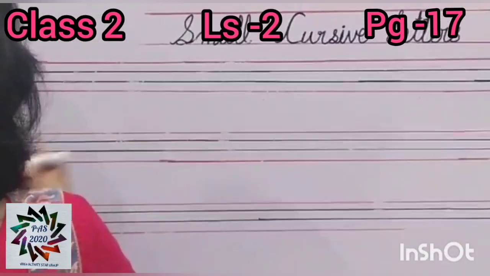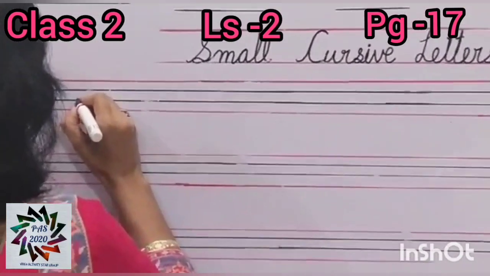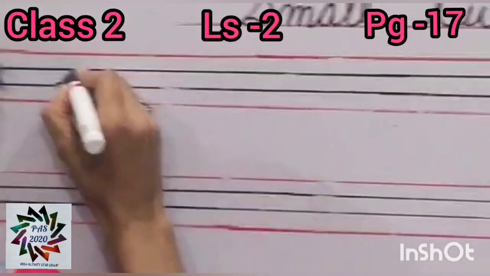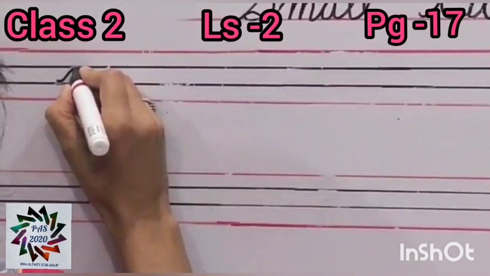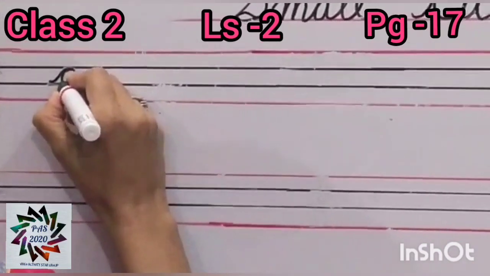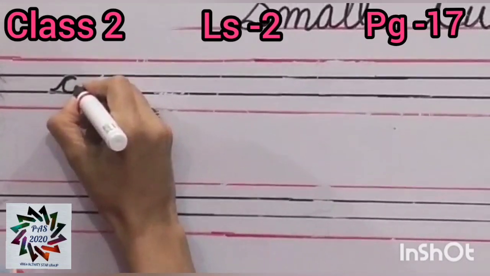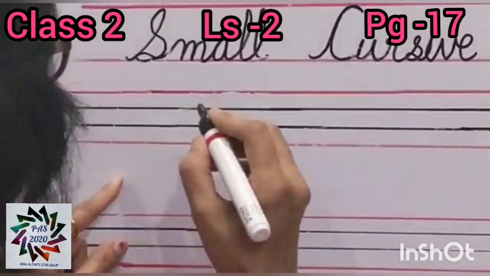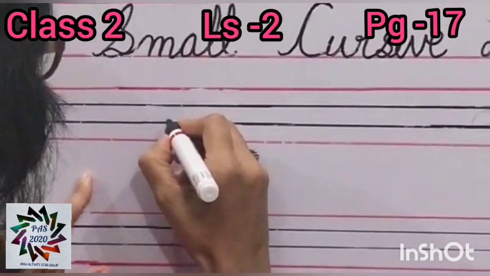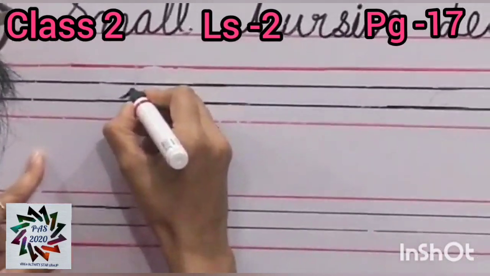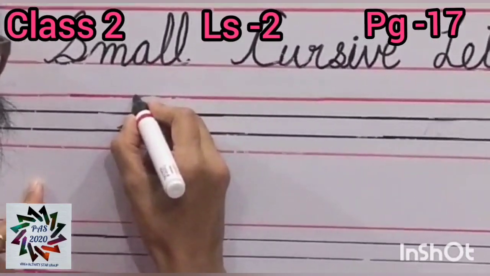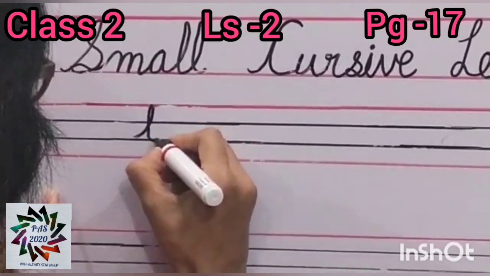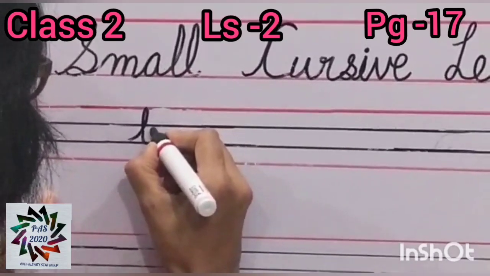We start with the letter A. Start from the third line. Slanting way, touch the second line. Come down at the third line and make a stroke. Now for letter B, start from the third line, touch the first line, come down at the third line, make a loop.